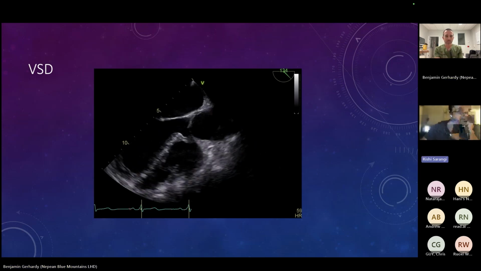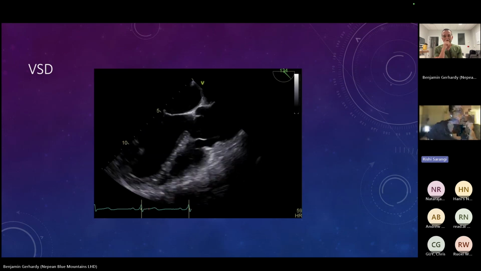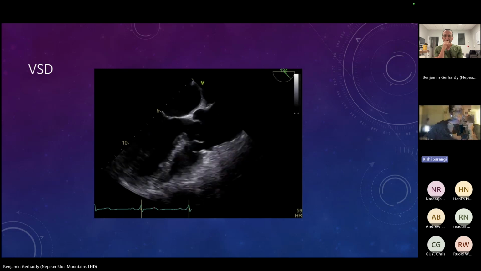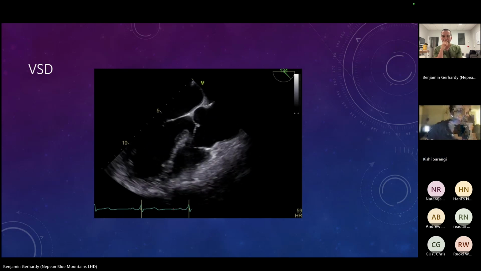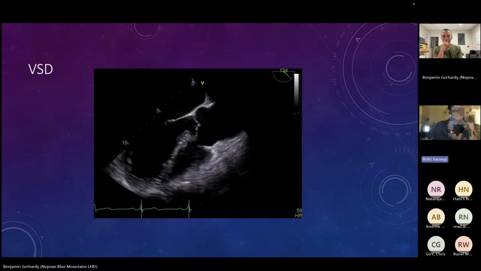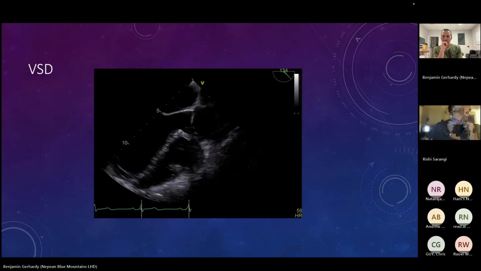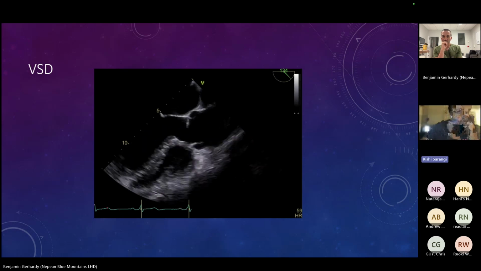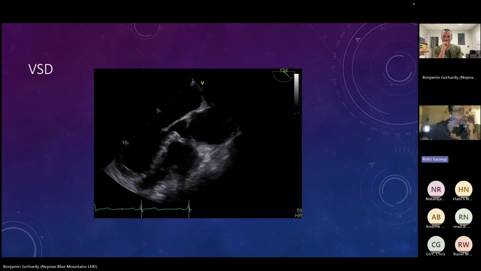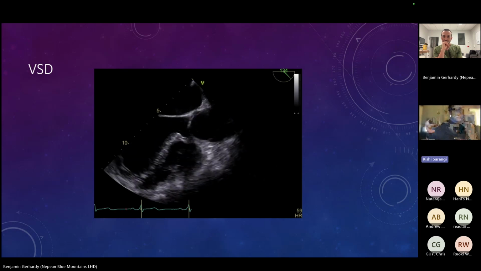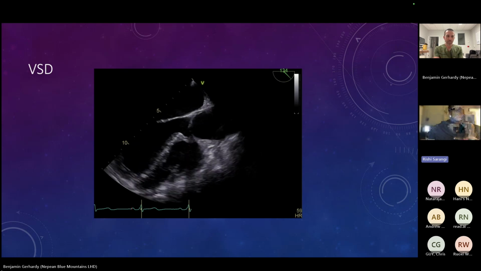So this is a TOE image, mid-esophageal long axis view at 134 degrees omniplane. What I feel is now this aorta is overriding to the right ventricle, so we're potentially looking at Tetralogy of Fallot. So maybe potentially there is a VSD at the top of the interventricular septum, but I'll probably need a color flow Doppler to see if there is any jet over there.